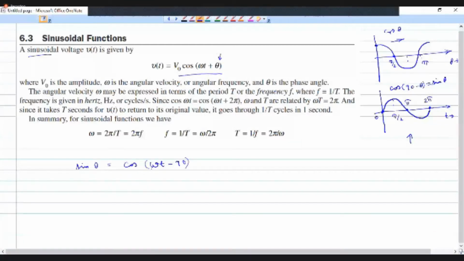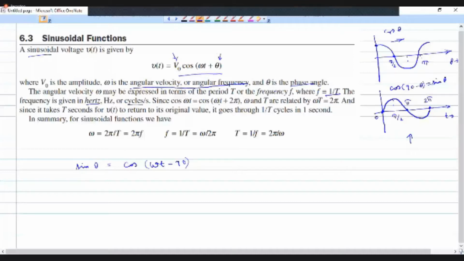I hope you have studied this in your mathematics, in your plus two. Here V naught is called the amplitude of the voltage, omega is called the angular velocity or angular frequency that we have already seen, and theta is called the phase angle. Then we have derived the relationship f equal to 1 by T, expressed in hertz or cycles per second.